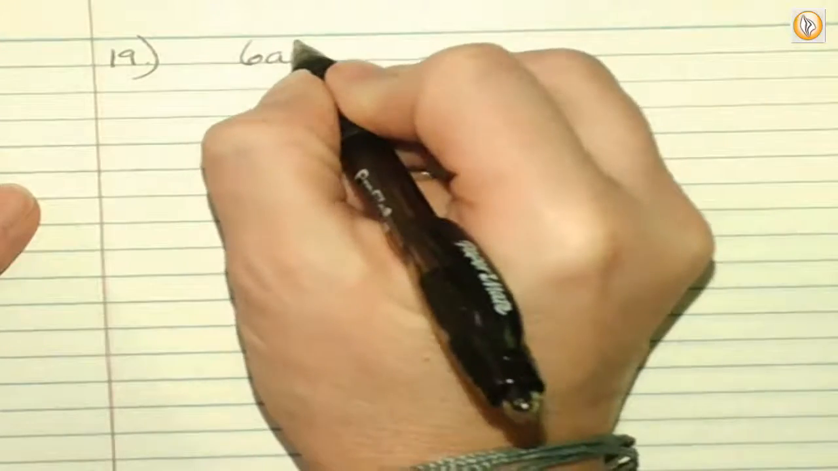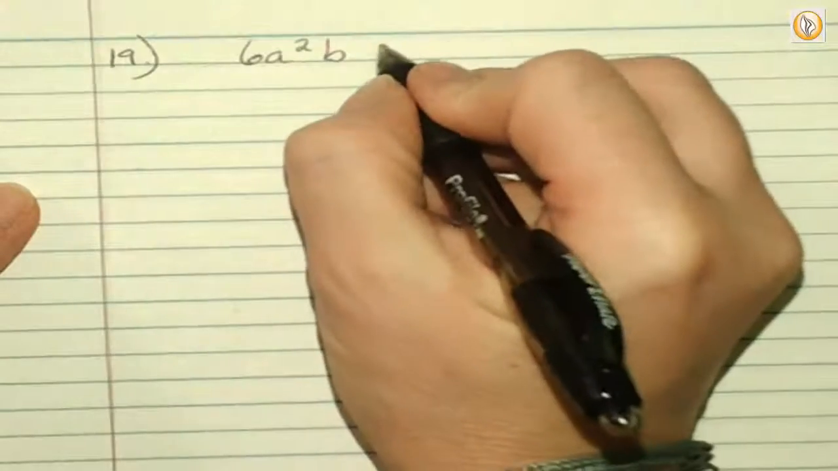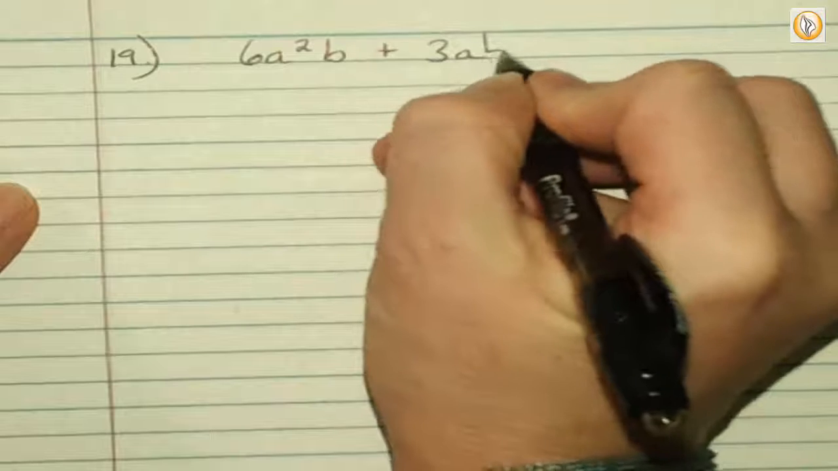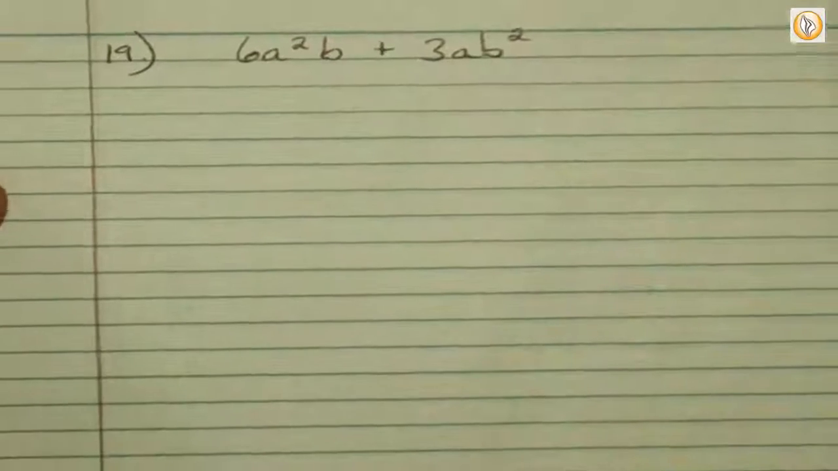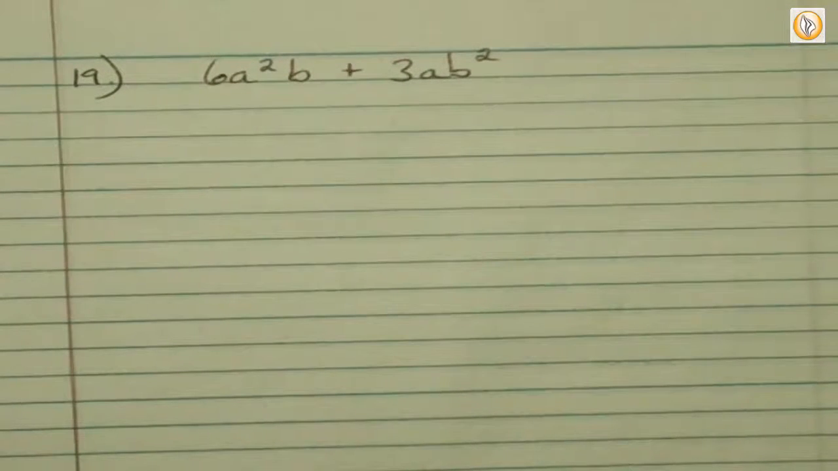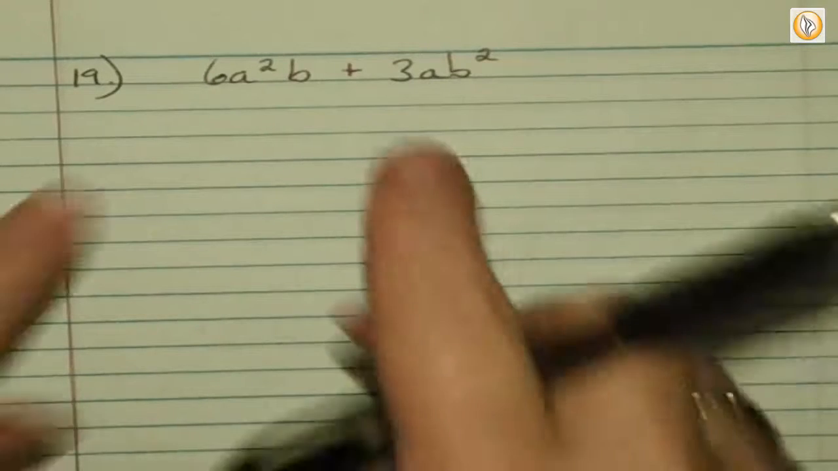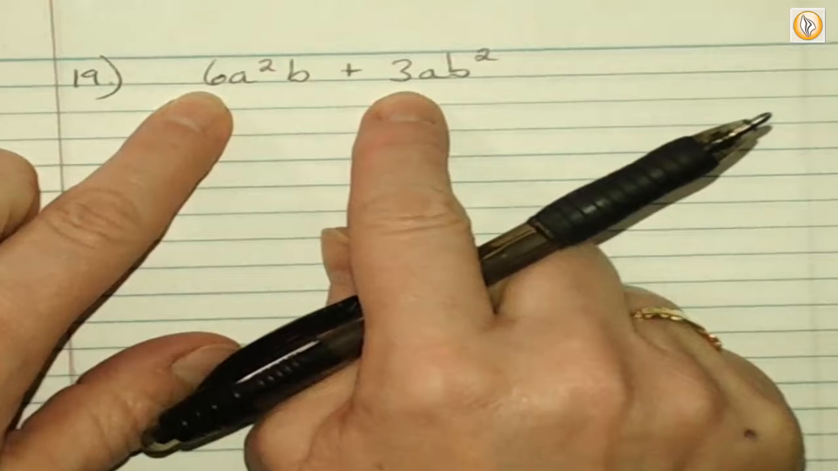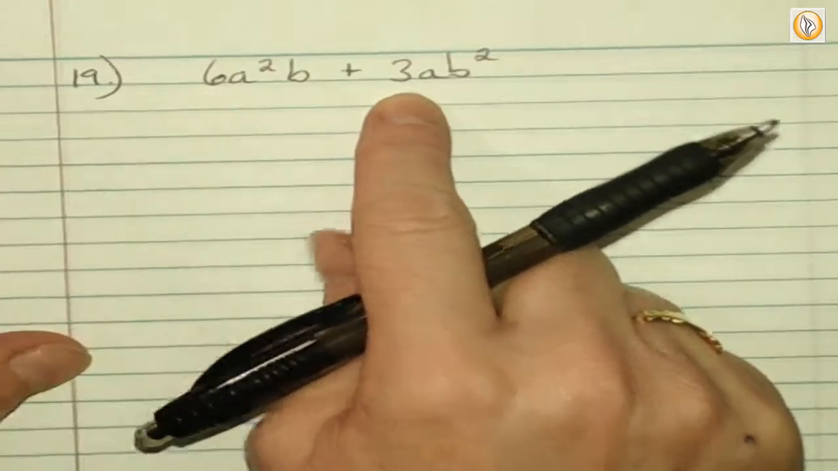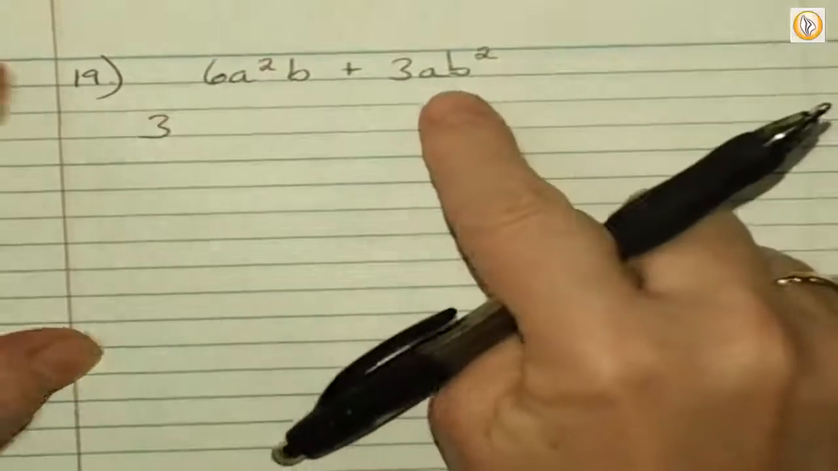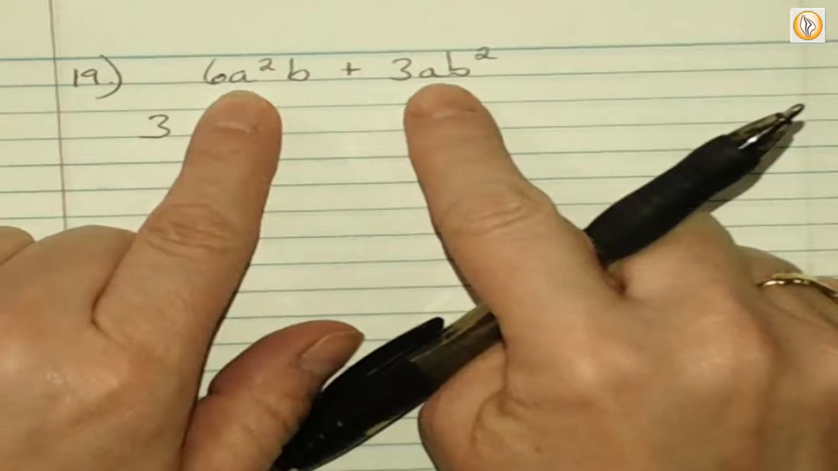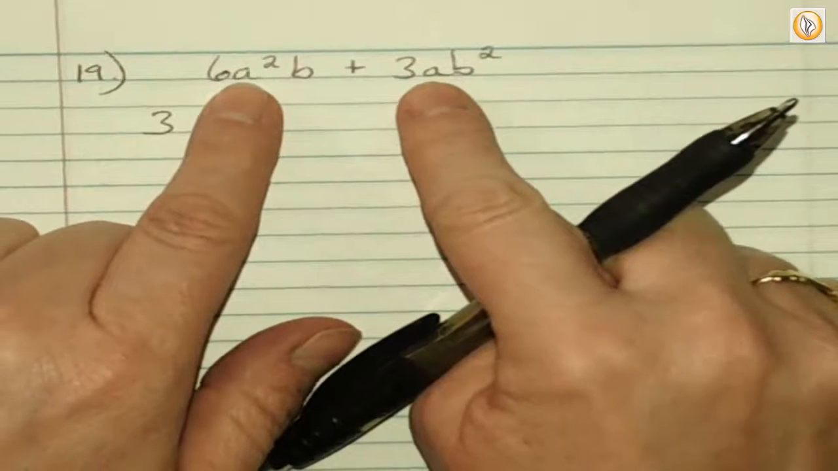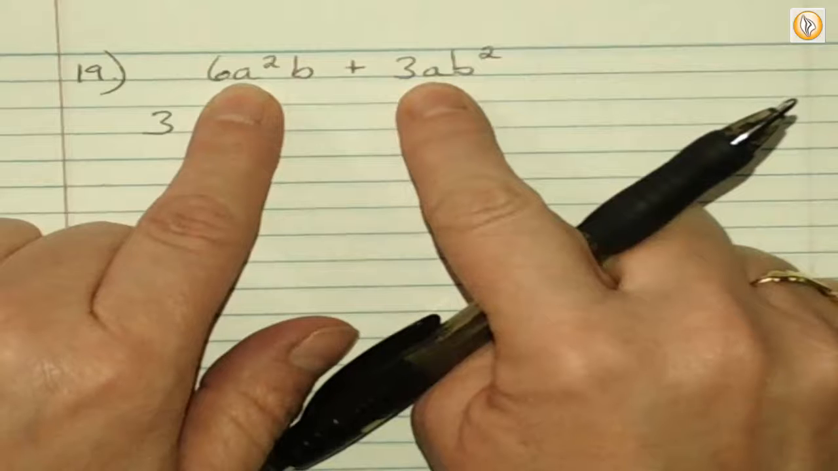19. All right, chap, you ready? I have 6a squared b plus 3ab squared. Now first, let's look at the numbers. I have a 6 and a 3, so what's the largest number that can go into both? Perfect. Everyone better watch. I have an a squared and an a. What is the largest that can go into both?